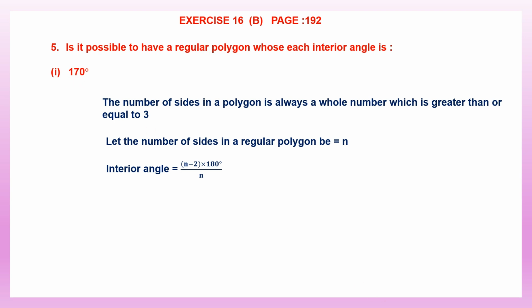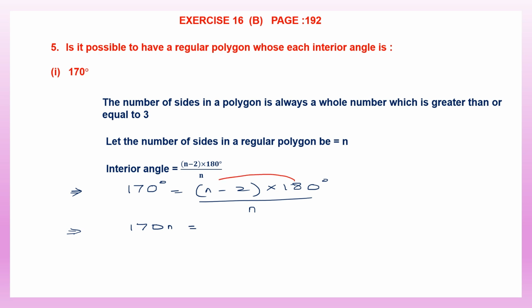So here we're going to substitute. Interior angle is already given to us, so that is 170 degrees. This is equal to n minus 2 into 180 degrees divided by n. So when we move n to the other side, it becomes 170n. And on this side, we're going to multiply 180 first by n, so that becomes 180n minus. Now we're going to multiply 180 with 2, which is 360.